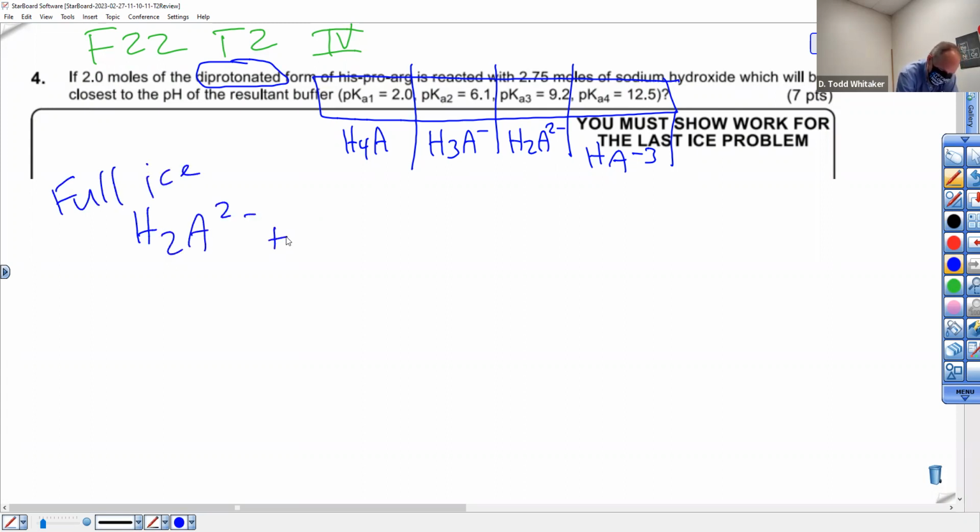H2A2 minus. What's it reacting with today? Okay, now reword it with only the part that's important. Yes, hydroxide. Yeah, sodium, I even crossed it off in the question. You know, look, I crossed it off. It wasn't there. Sodium, gone. And what is that? Is that an acid or a base? That's our strong base.